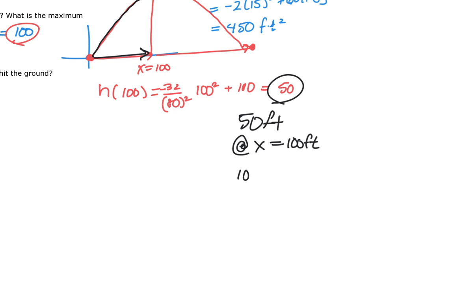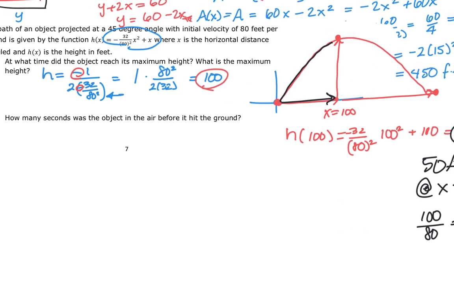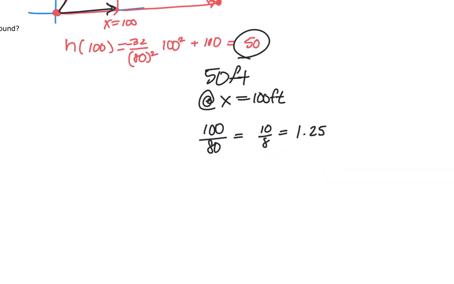So we know we went 100 feet. Its rate was 80 feet per second. So I end up with 10 over 8, which we end up with 1.25, because it makes sense to write this as 1.25. My units are seconds, so it took 1.25 seconds. That's how long it took.